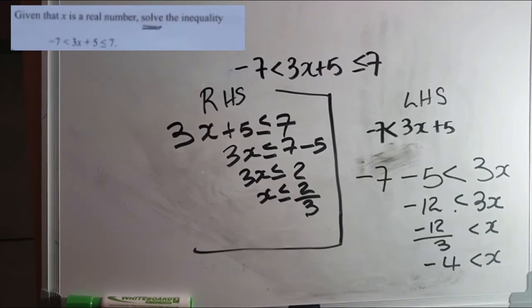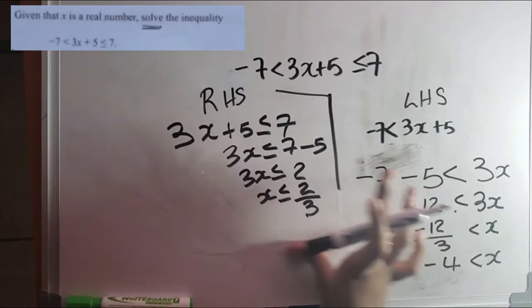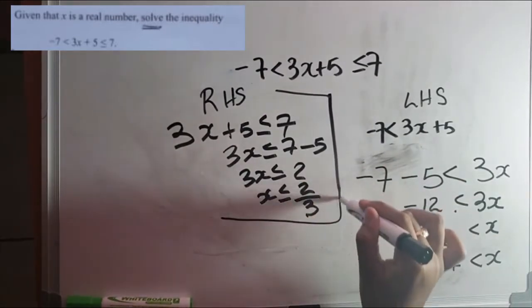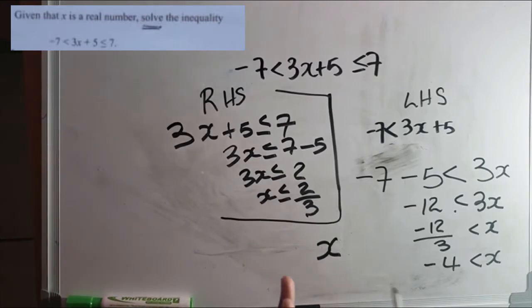So to solve the inequality now, they want both of these values to be put into one expression. Now we have x is less than or equal to 2 over 3, and we have negative 4 is less than x. Negative 4 is less than x is the same thing as x is greater than negative 4.